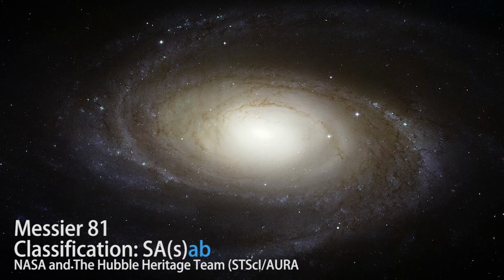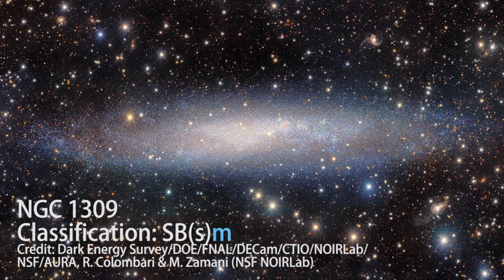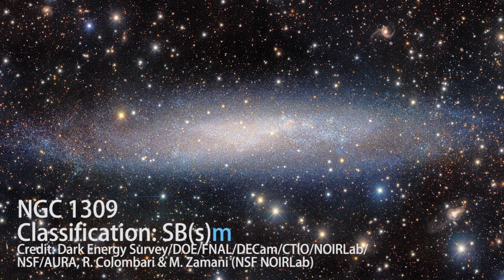So we go from A, AB, B, BC, C, CD, and then D. So there are some intermediary subcomponents as well, so that just adds a lot of complexity to it. It is quite useful. Following on from this, if you find that the spiral arms aren't necessarily regular in their structure, so you can't really make a solid conclusion as to how tightly wound they are, instead we give it the subclassification, the lowercase letter m.